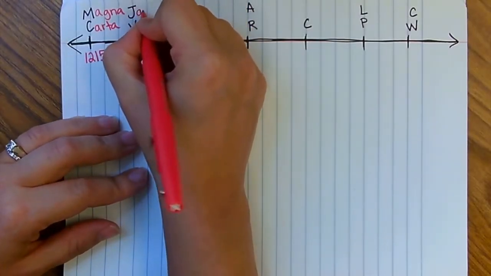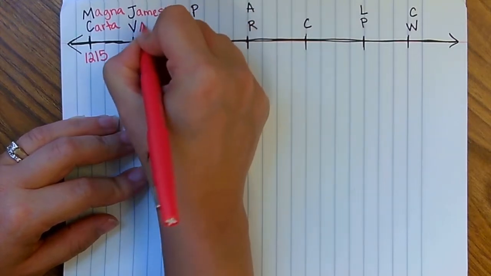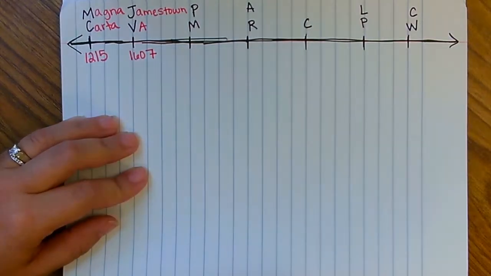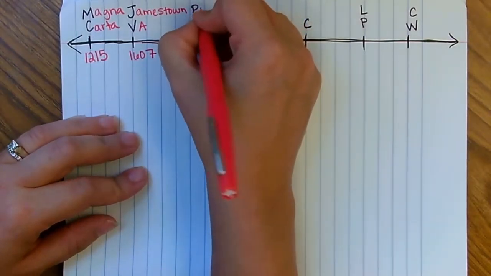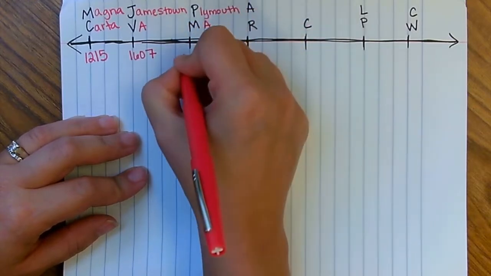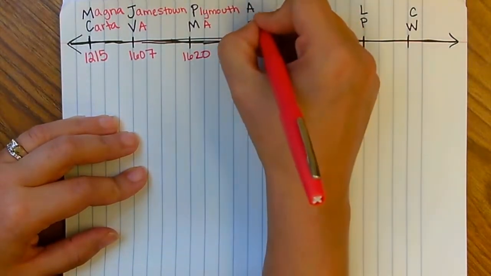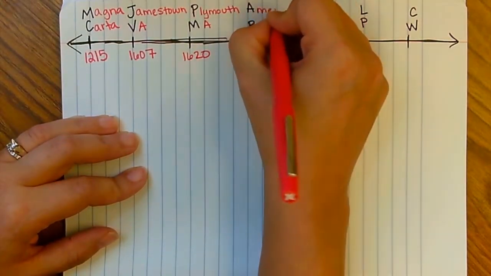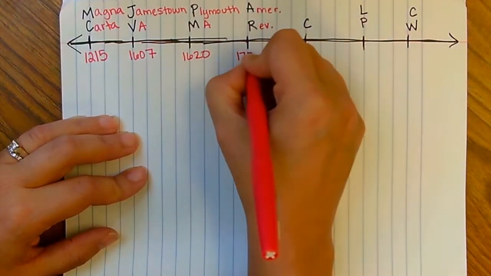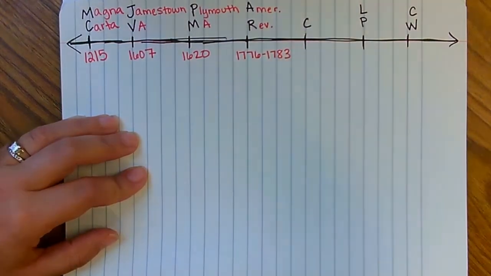JV is none other than Jamestown, Virginia. Our first permanent English colony is founded in 1607. PM is going to be Plymouth, Massachusetts, which is going to be founded in 1620 by our Puritans. The AR is American Revolution. That starts July 4th, 1776, and it ends with the Treaty of Paris in 1783.